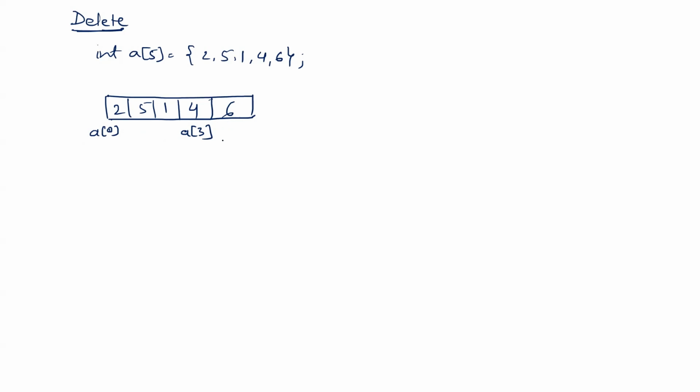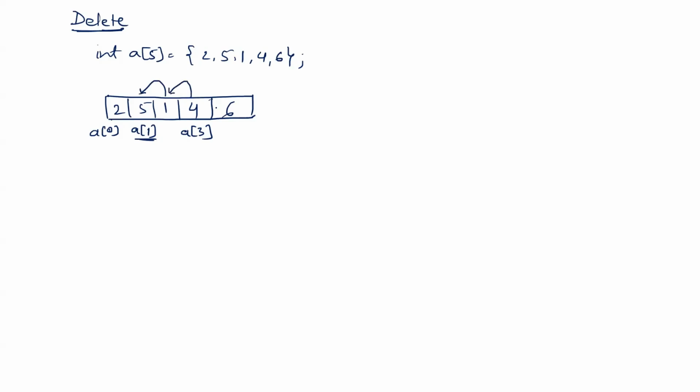The next case is if you want to delete any other value. Let's suppose I want to delete 5. I want to delete the value 5. What should I do? It means your array should become 2, 1, 4, 6. If you want 2, 1, 4, 6, I will simply shift these elements to the left side.